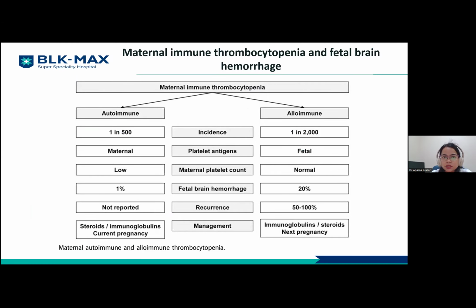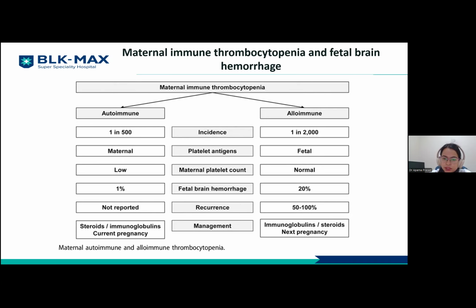The next case which I am going to discuss today is maternal immune thrombocytopenia and its fetal presentation of fetal brain hemorrhage. There are two types of maternal immune thrombocytopenia, autoimmune and alloimmune. Autoimmune is found in 1 in 500 pregnancies, and alloimmune in 1 in 2000. The platelet antigens in autoimmune are of maternal origin, and in alloimmune, of paternal origin. In autoimmune, the maternal platelet count will be low, and in alloimmune, it will be normal. The fatal complication of fetal brain hemorrhage is 1% in autoimmune and 20% in alloimmune. Recurrence is not reported in autoimmune, but in alloimmune, it is 50 to 100%.